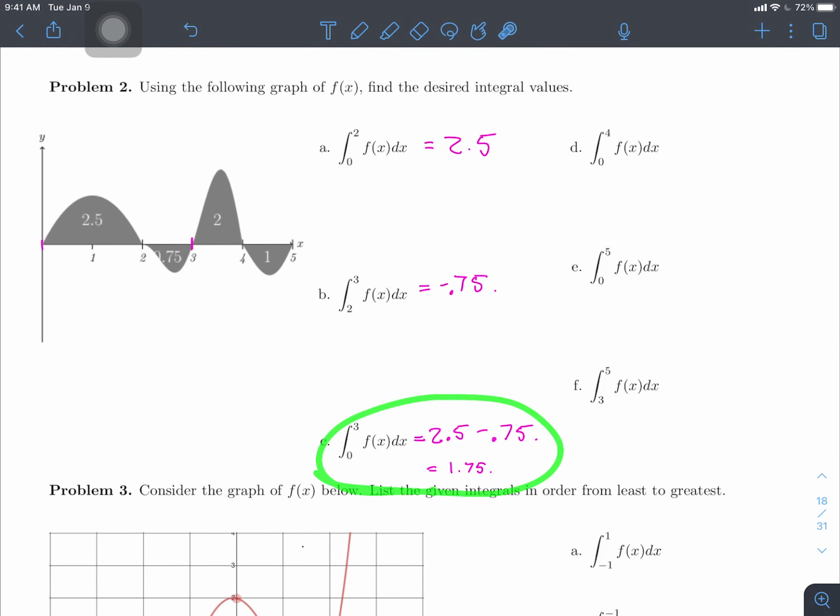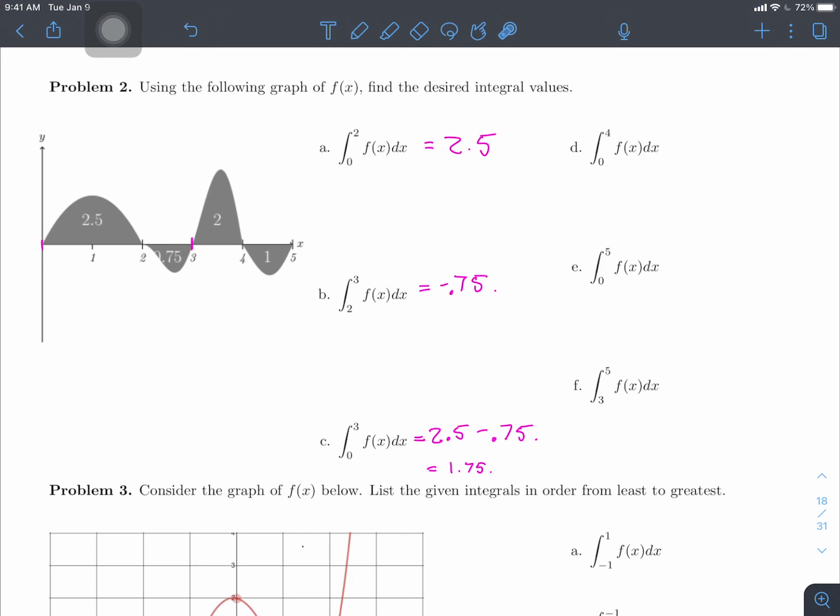So this was the first one which really incorporated both positive and negative area. So let's pause. Have I lost anyone with this area here totaling up to 1.75? I took the area which was above and I subtracted the area which was beneath. Any questions? Yeah. So what if you had area above and area below the axis in one interval?